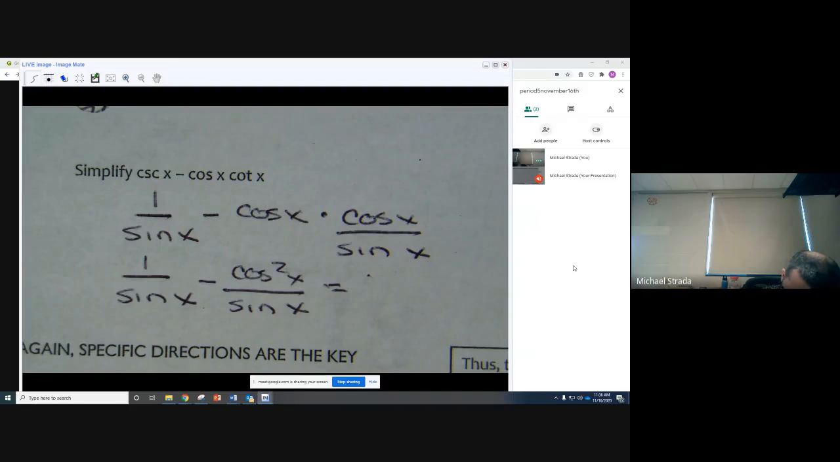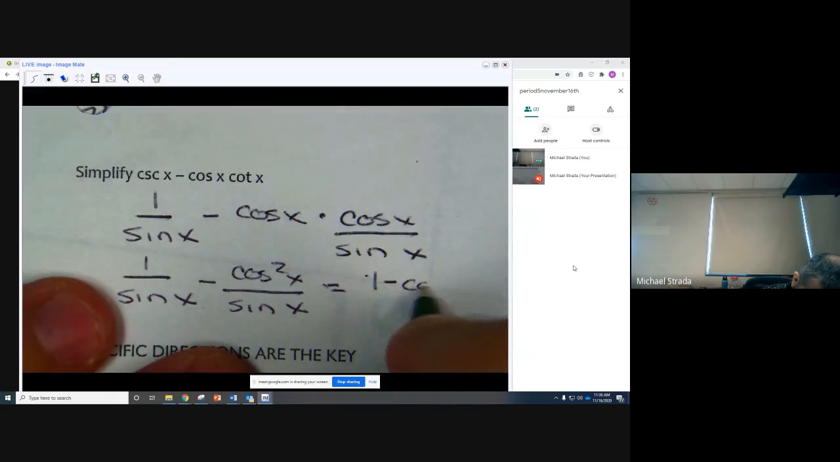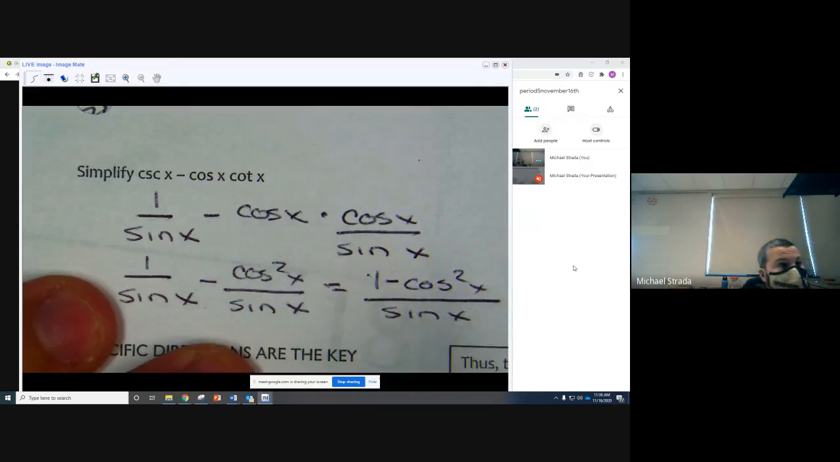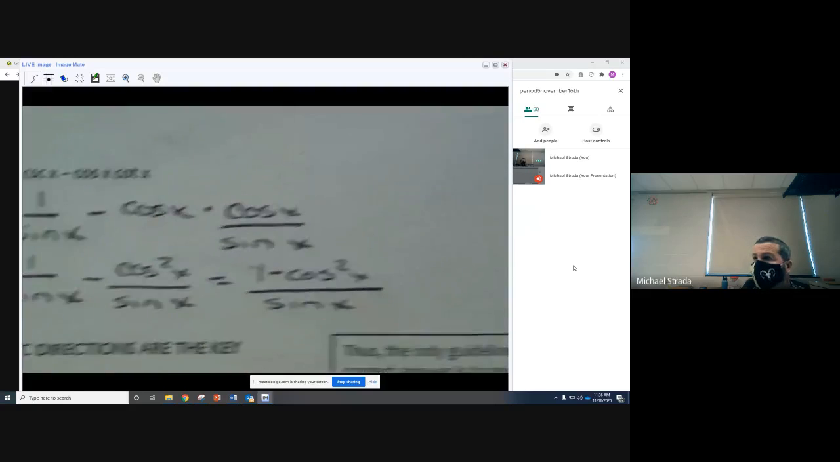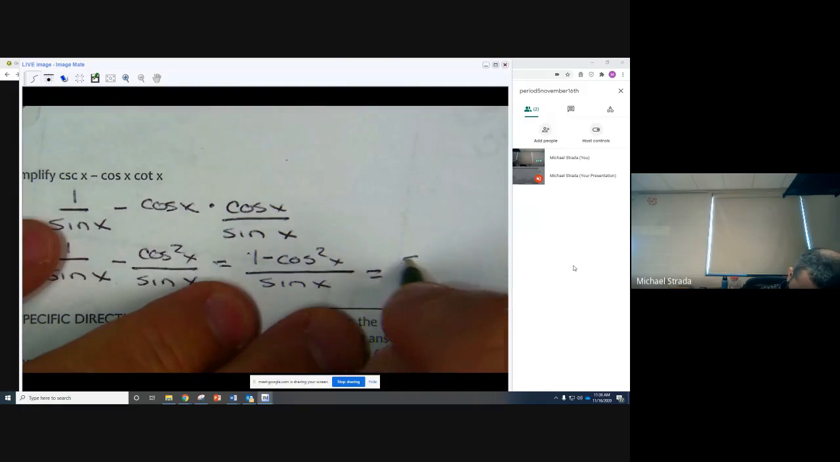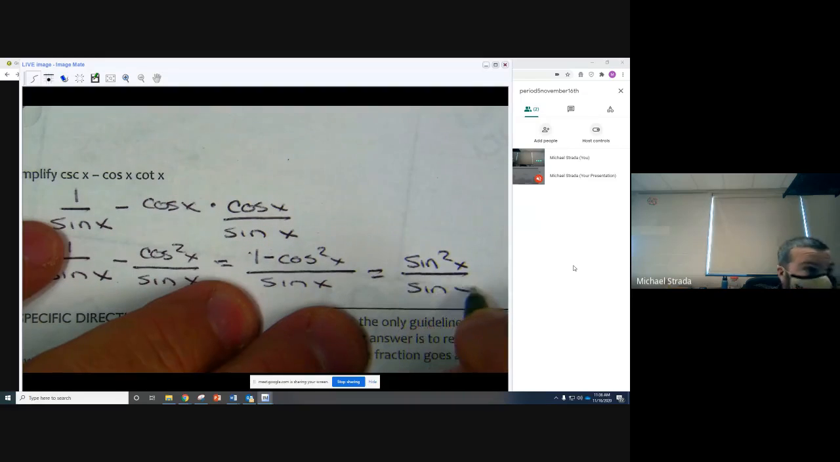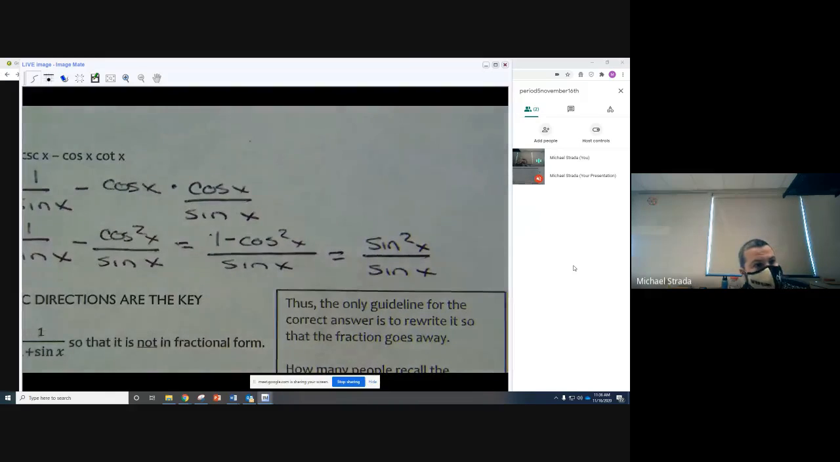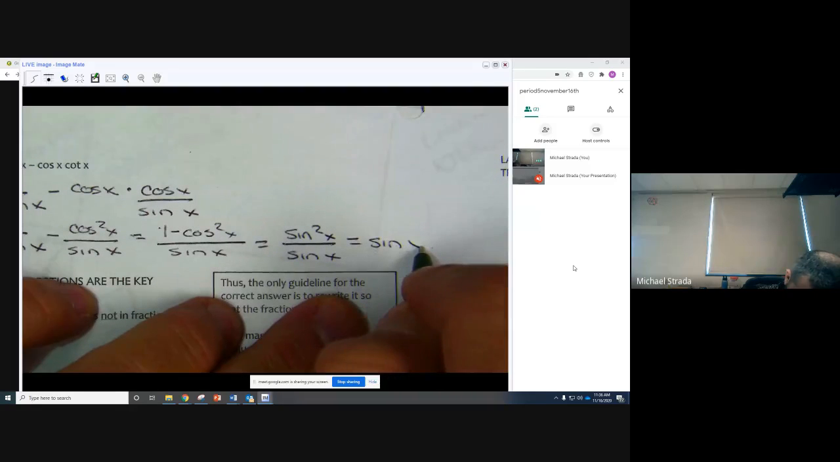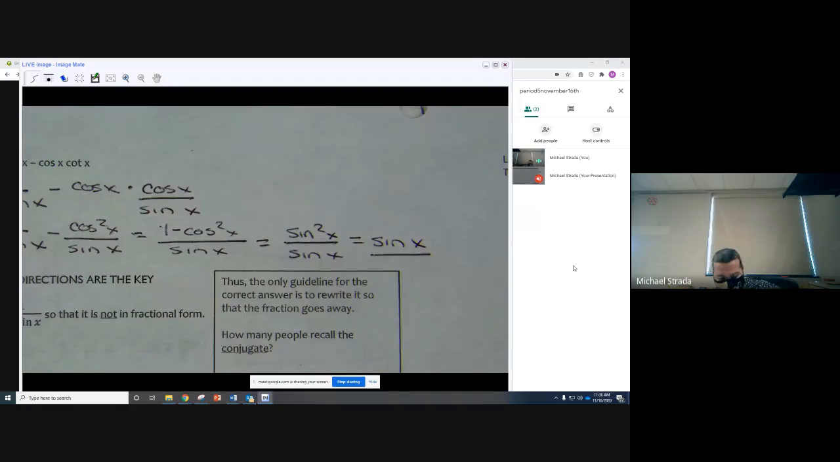Okay. We write it with the common denominator, 1 minus cosine squared x over sine x. Everybody good with that? Making sense? 1 minus cosine squared x from your Pythagorean identities is sine squared x. And then whenever I have something squared divided by itself, the last answer would be just plain old sine x.